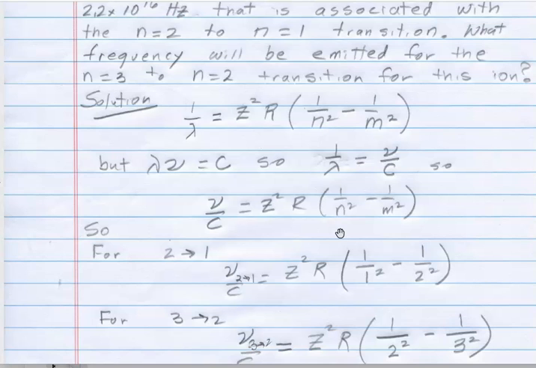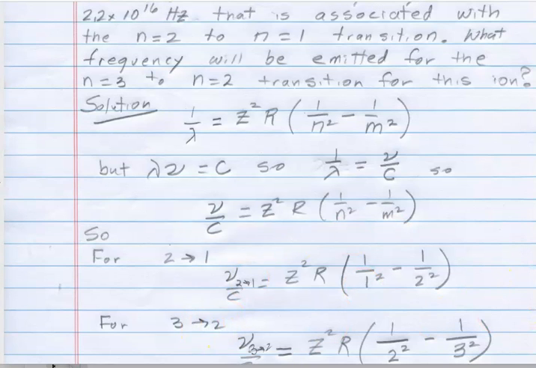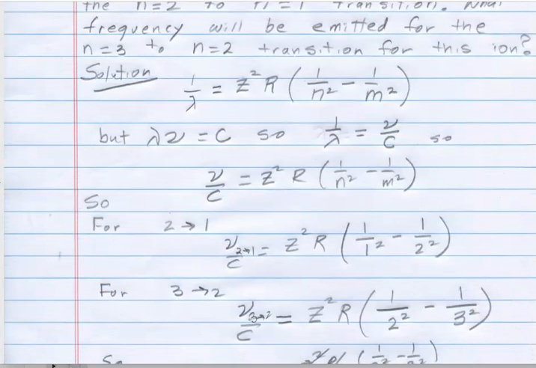And then I just write it out for the two transitions. I'm given this one, 2 to 1, so nu transition 2 to 1 over c. The upper level is 2, the lower level is 1, always the lower level first. And then the third one, the transition from 3 down to 2, I can do likewise, write it down as 3 to 2 over c, again using this general formula. Now the upper level is 3, transitioning down to n equal to 2. So again, always the smaller of these two numbers goes first.